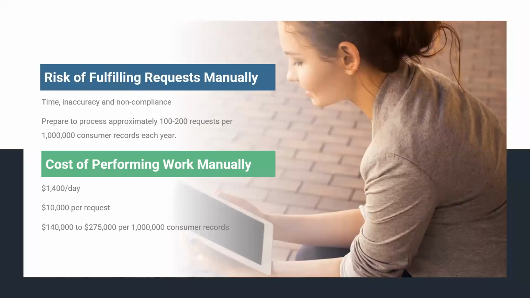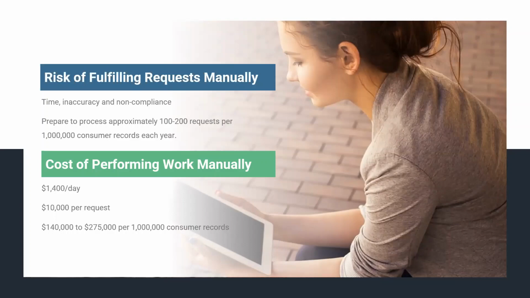And how much time implicitly and money implicitly are you wasting by trying to do this manually? Because people's time does cost the company money. And this is a statistic I pulled out. Prepare to process 100, 200 requests per 1 million consumer records each year. So if you take a 5-day work week, roughly 260 days a year, you're talking almost, in this case, 2 out of every 3 days, we're going to be processing requests. That's not going to be able to be done manually in a larger company.